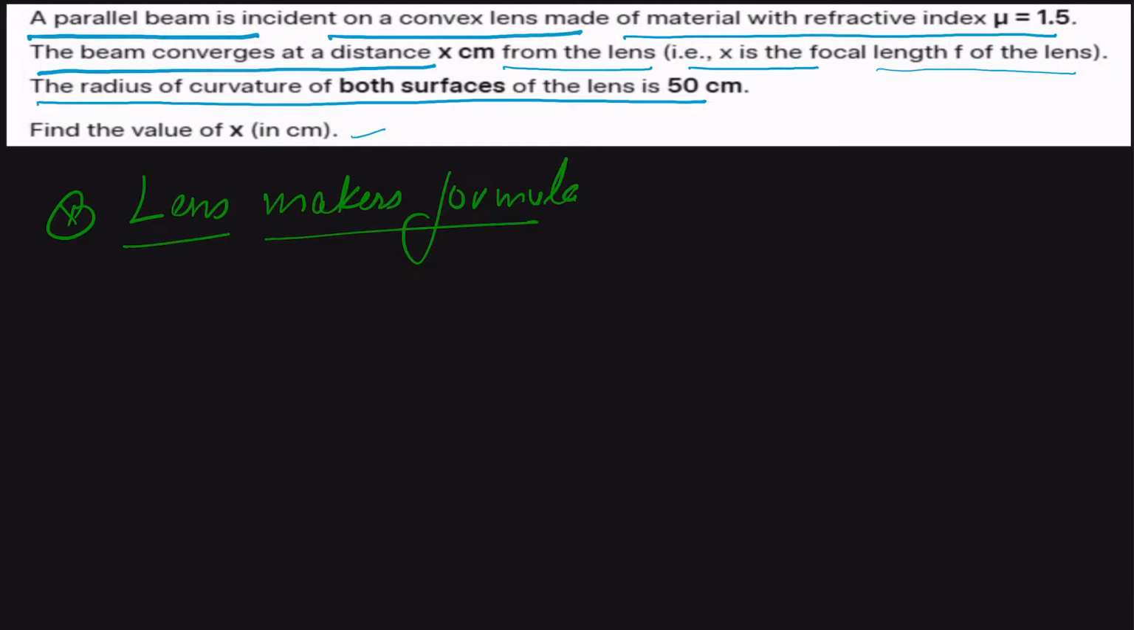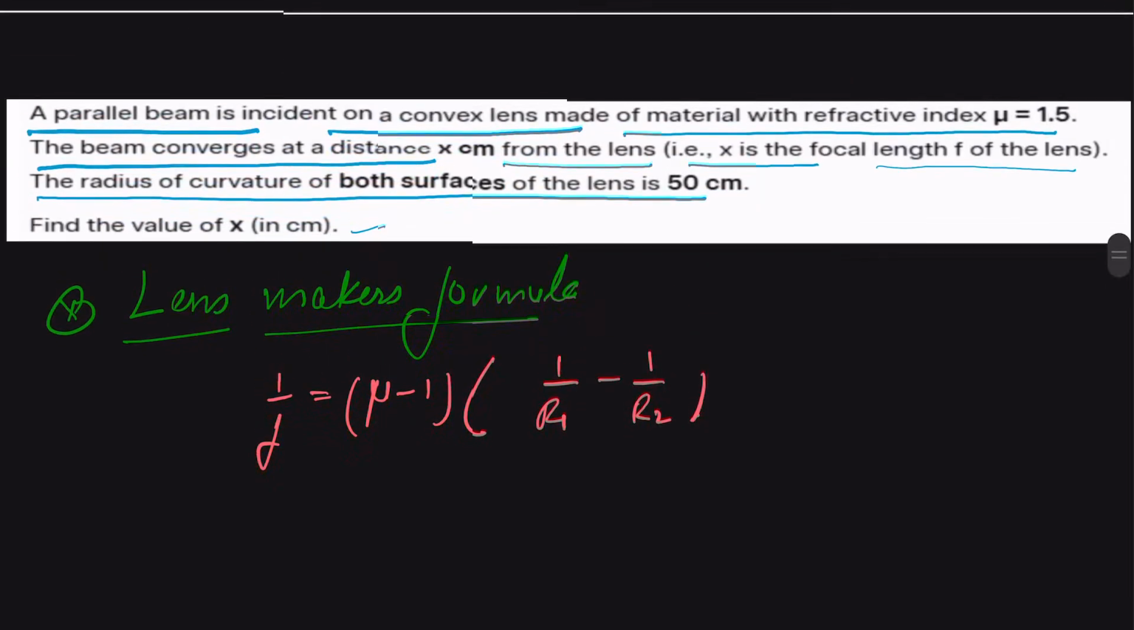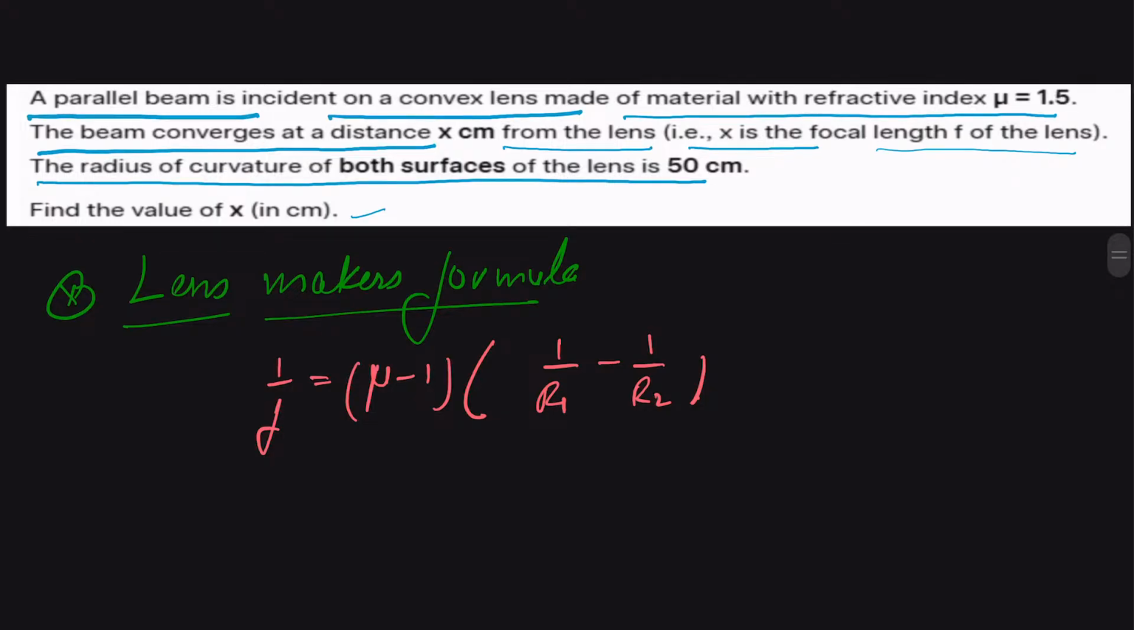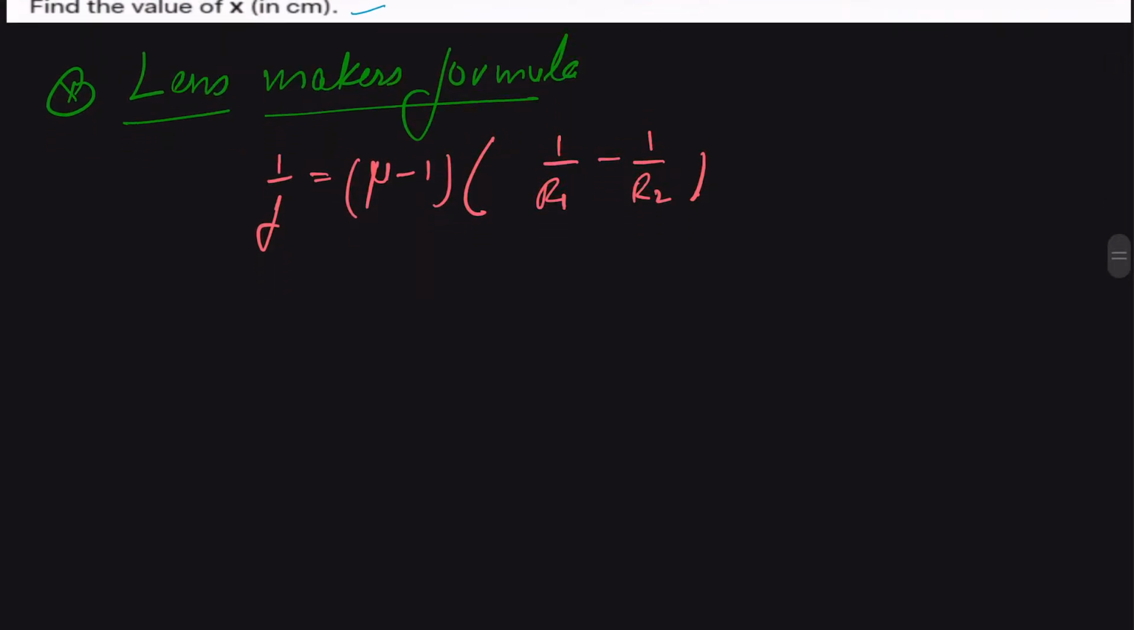And that lens maker formula gives us 1 upon f is equal to (mu minus 1) times the radii of curvature of first and second. The ray of light travels from our left to right. Therefore our R1 will be equal to plus 50 and R2 will be equal to minus 50.